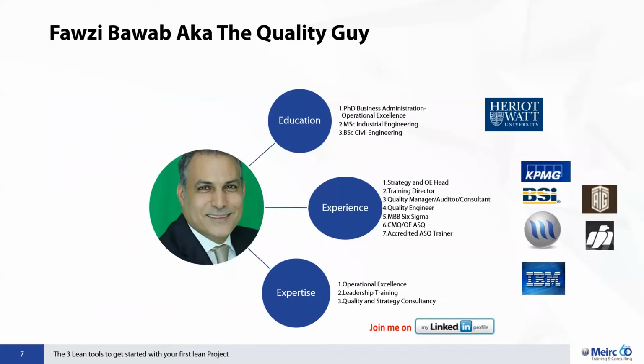This is me, Fawzi. I'm an engineer by training, so my bachelor's is in civil engineering, and I moved to get my master's in industrial engineering and focused on operational excellence and quality. I worked with a number of organizations before joining Meirc in 2004. I lived and worked in Canada, the Canadian capital, Ottawa. I worked with a company called KPMG, well known, a company called BSI, British Standards Institution, and IBM as their quality manager, and joined Meirc in 2004, became a partner in 2007, and became responsible for the operational excellence and quality training and consulting. As you can see, my experience focused on operational excellence and strategy deployment as well. And this is what I've been doing for the last, I don't know, 30 years, ranging from different career phases, different job profiles, but they're all around operational excellence and quality management.